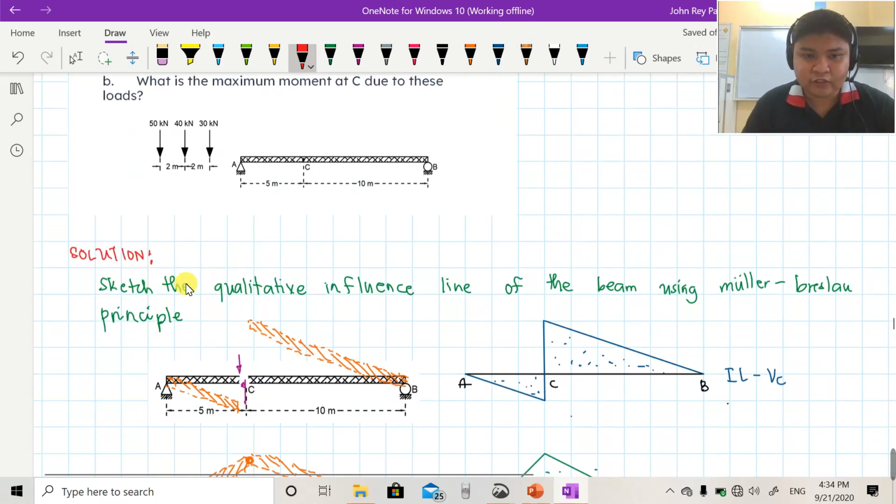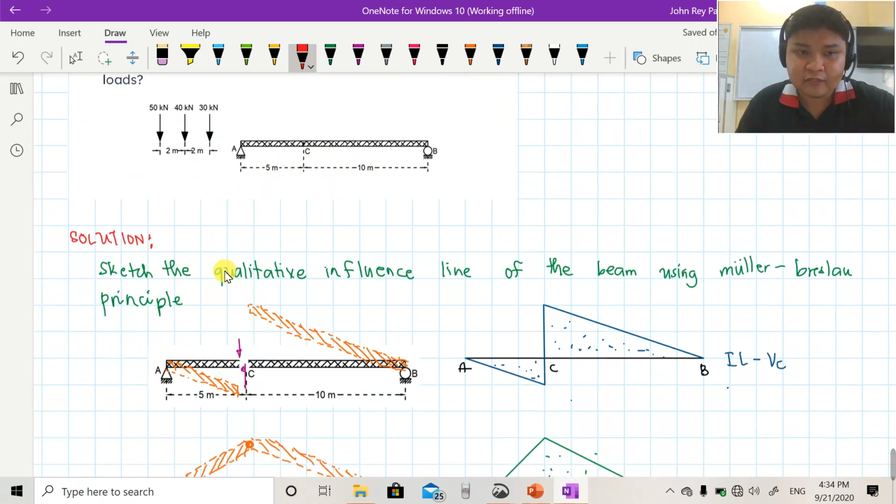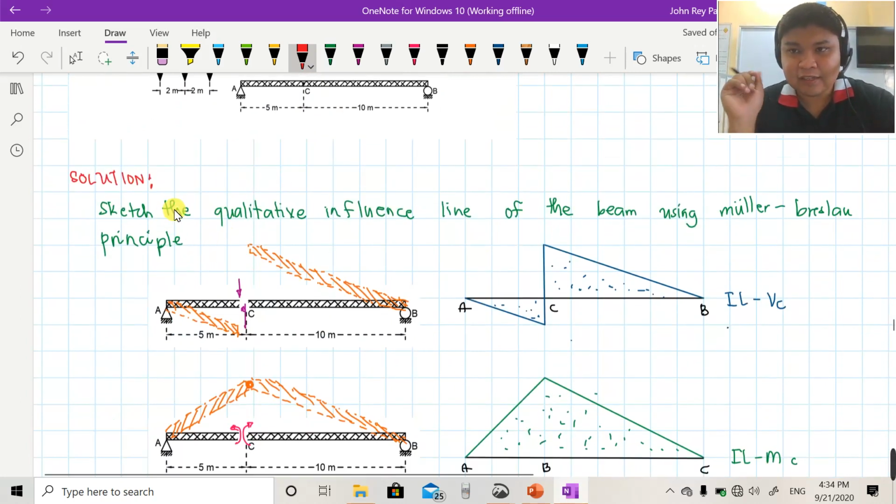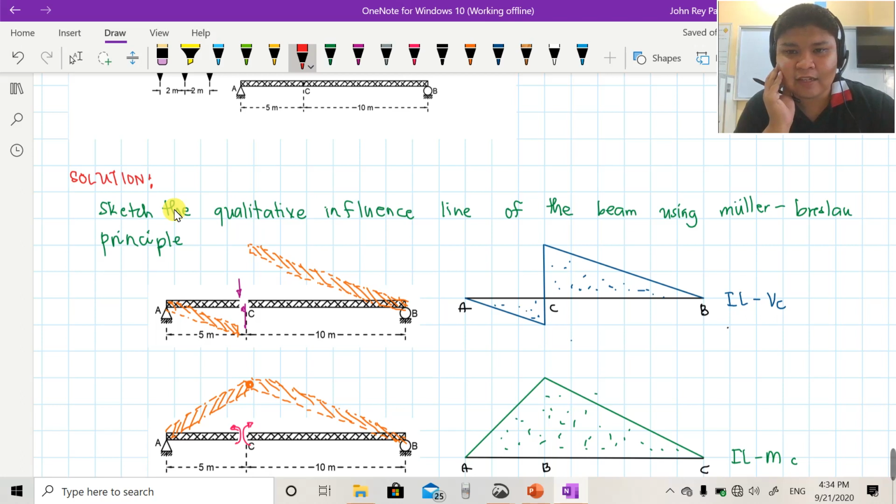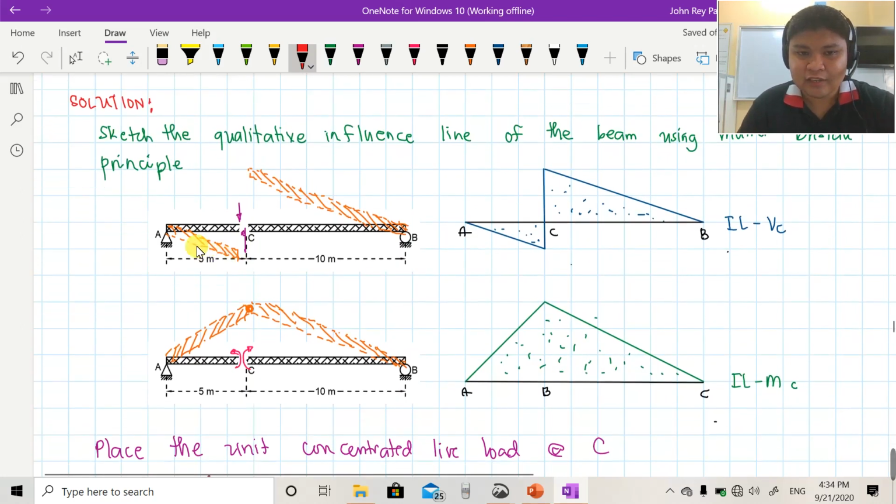So the solution of course is yung beam natin class ay 15 meters long and yung point C is 5 meters from A and 10 meters from B. So yung solution class is always, unang step nga, is i-sketch nyo muna yung qualitative influence line of the beam using the Mueller-Breslau's principle. So yun na nga, kapag shear, hatiin natin yung mismong beam sa C and i-apply mo yung convention of positive shear which is pababa kapag kaliwa, pataas kapag kanan. So therefore, siya yung magsasabi ng itsura ng influence line nyo. So this will be the qualitative influence line for the shear at C.